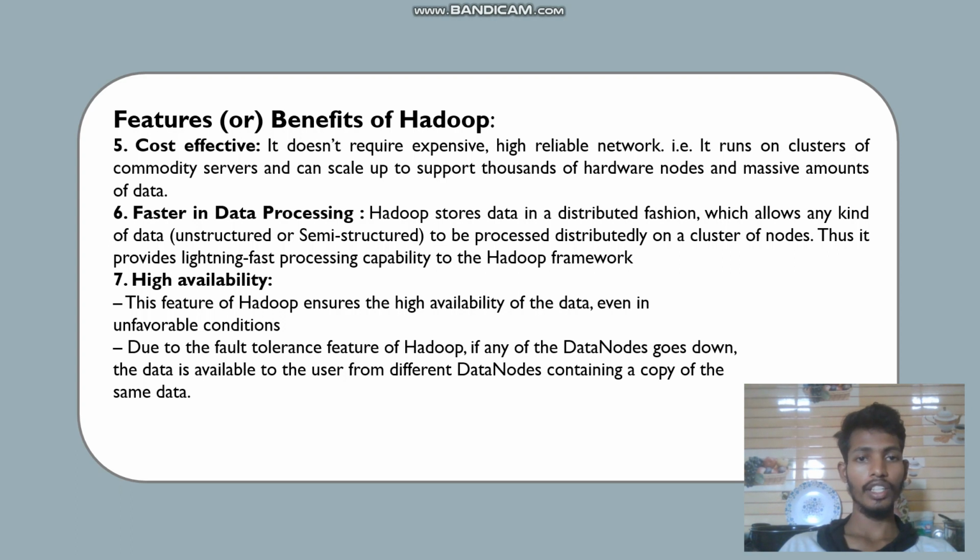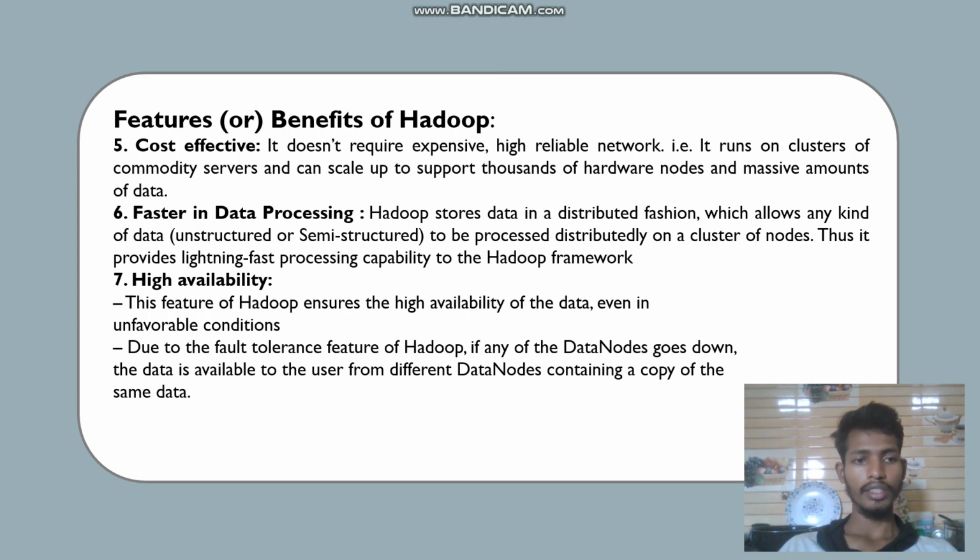Fast data processing. Hadoop stores data in a distributed fashion, which allows any kind of data, whether unstructured or semi-structured, such as documents, to be processed distributedly on the cluster of nodes. Thus, it provides lightning fast processing capability to the Hadoop framework.